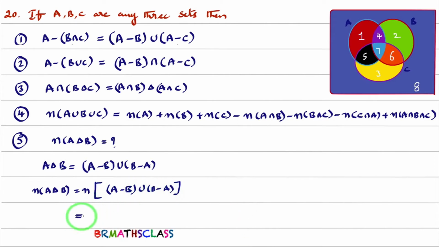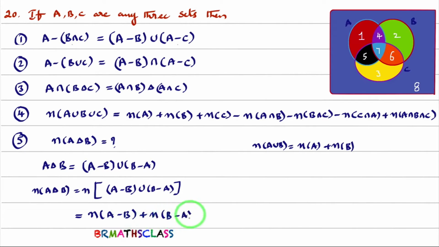Okay. You observe A minus B, B minus A. A minus B means 1, 5. B minus A means 2, 6. They are disjoint. There is no common region for A minus B and B minus A. We already discussed earlier, A minus B and B minus A are disjoint. We know this formula. Just recently we learned the N of A union B formula is N of A plus N of B if A and B are disjoint. So here it can be written as N of A minus B plus N of B minus A. Okay, we can write like this.